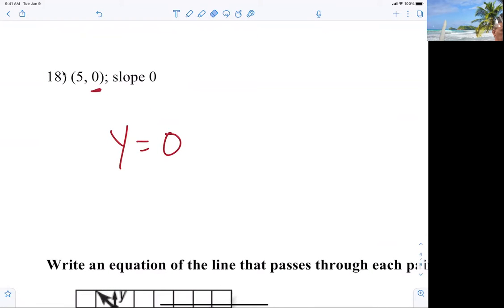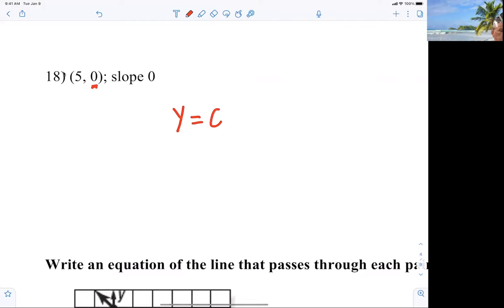Was number 18 already done, or did I just? I don't know what I did. All right. So if the slope is 0, it's always just y equals whatever the y value is. And what's the y value? 0. If the slope is undefined, it's just x equals. Anybody else? All right, let's look at 19.